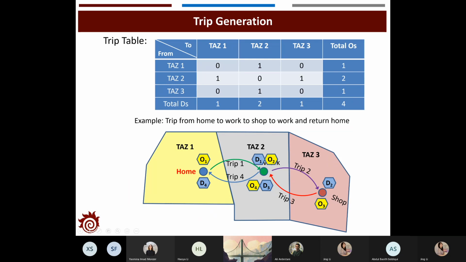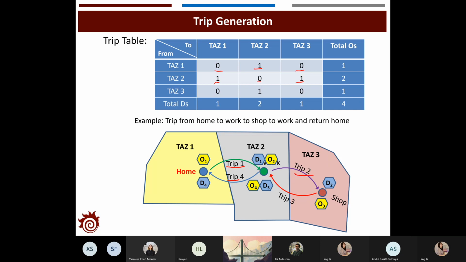For this specific example, if we check the trip from zone 1 to zone 1, there isn't any internal trip, so the number is 0. For zone 1 to zone 2, there's 1 trip, which is trip 1, so we have 1. From zone 1 to zone 3, no direct trip, so the value is 0. And similarly, you can find out the trips from zone 2 to the other 2 zones. From 2 to 1, there's 1 trip, that is trip 4. Internally, no trip. And from 2 to 3, there's 1 trip.